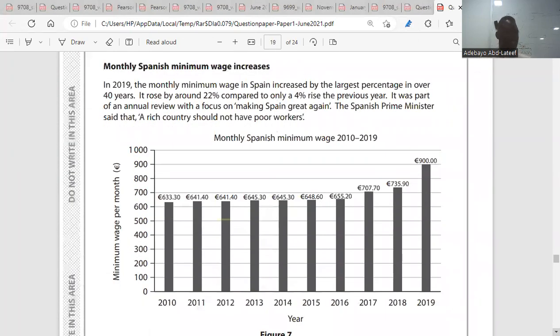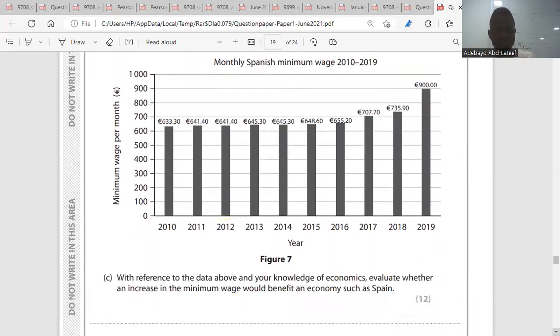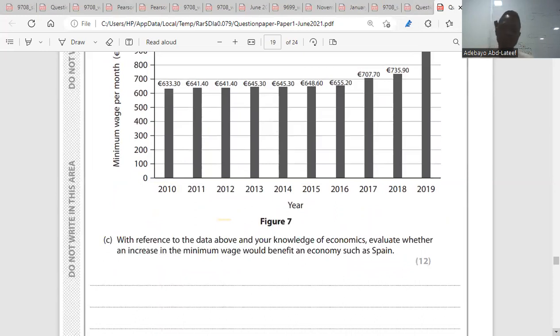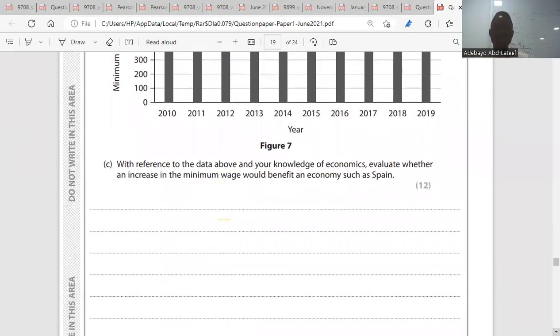So they said in 2019, the monthly minimum wage in Spain increased by the largest percentage in over 40 years. It rose by around 22% compared to only a 4% rise in the previous year. It was part of an annual review with a focus on making Spain great again. The Spanish Prime Minister said that a rich country should not have poor workers. So based on this, we should evaluate whether an increase in the minimum wage will benefit an economy such as Spain. First, what is minimum wage? Minimum wage is the lowest amount an employer should pay an employee in a country, in an economy.